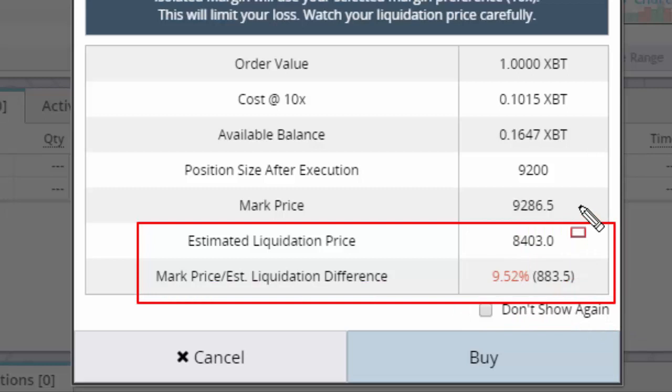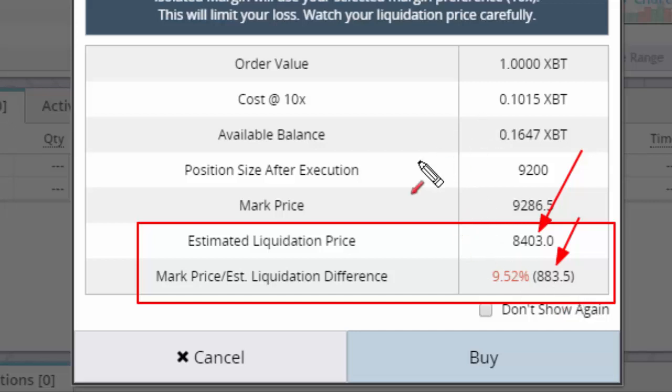So at 10 times the leverage, if I were to leave my trade alone, walk away from it, not touch it, then I'm going to be liquidated in this position at $8,403. As you can see there, $833 below. And this is important because we're trading one whole Bitcoin, so we're getting dollar for dollar in the move. And this means that if I let this trade go to the liquidation price, I would lose $883 on this trade, which would be insane.